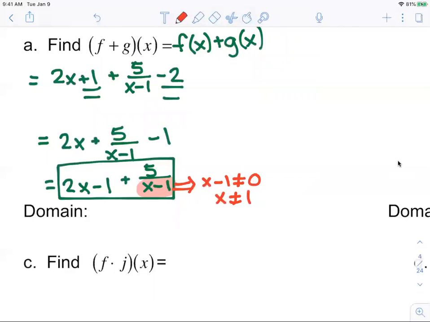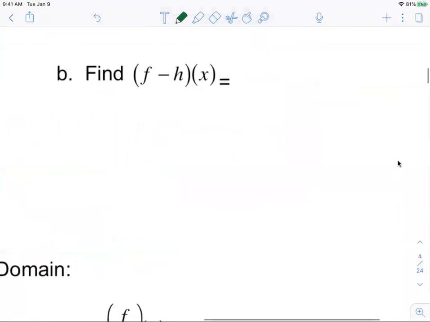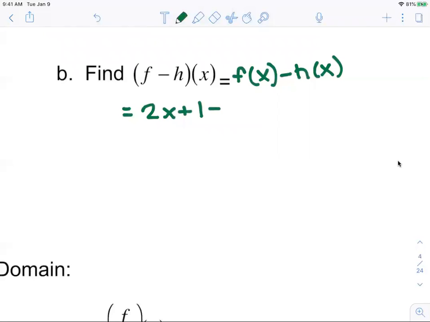So we're going to go ahead and write these in interval notation. So if it's everything but 1, that means from negative infinity up until 1, union 1 until infinity. That is your domain. Okay, if we take a look at part B, we're subtracting. So this means f of x minus h of x. So you're going to take your f of x function, which is 2x plus 1, and we're subtracting all of h of x, but h of x happens to be just one term, which is square root of x. You look to combine. There's nothing you can combine here. It stays like this. This is done.